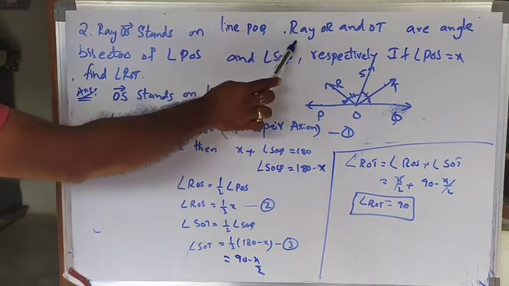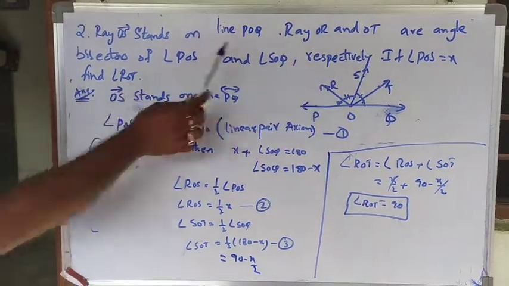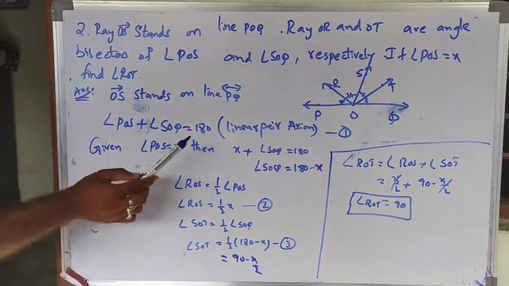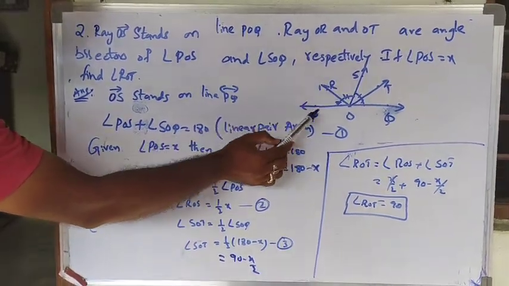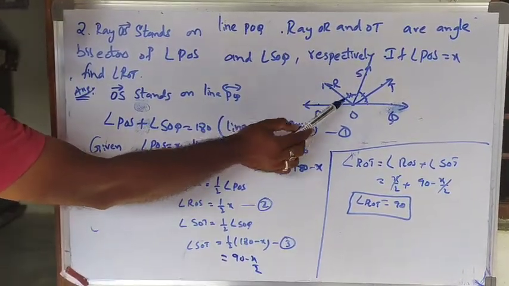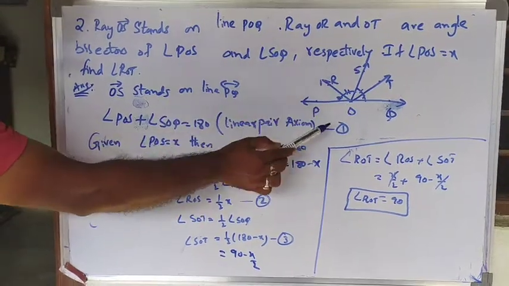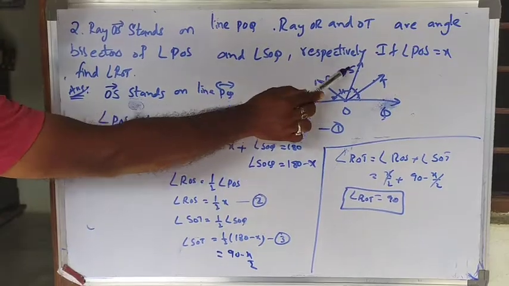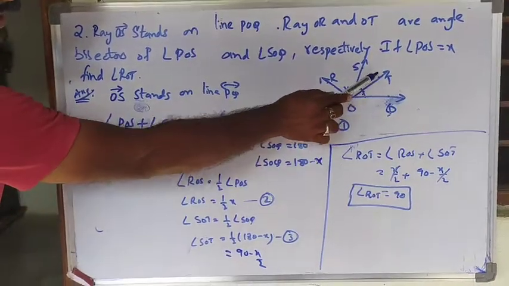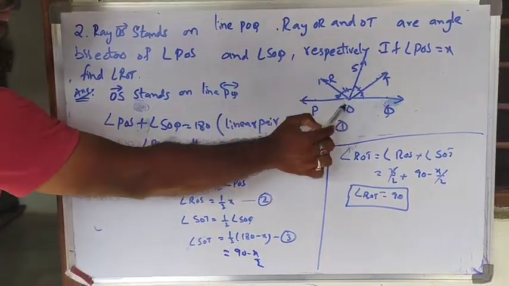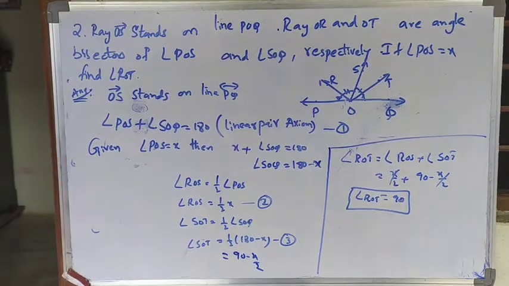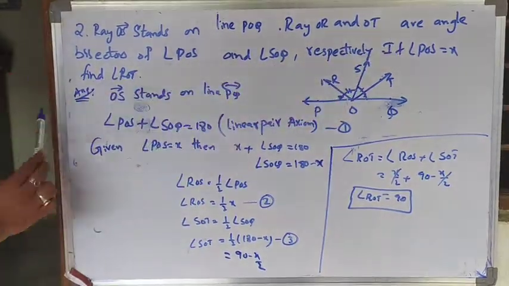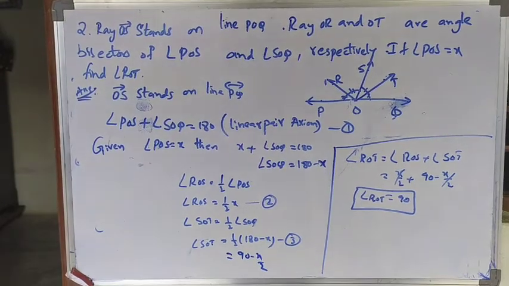degrees. So ray OR and OT are angular bisectors of angle POS and angle SOQ. It means that angle POR will be equal to angle SOR. Why? Because OR is the angular bisector. Similarly, angle SOT will be equal to angle TOQ. Why? Because OT is the angular bisector here. And he is giving that angle POS is equal to X. We need to find out angle ROT.